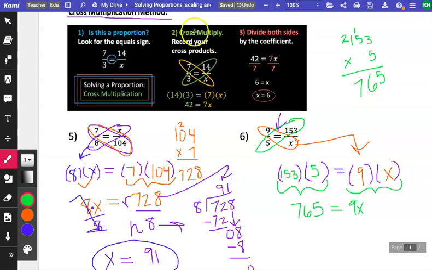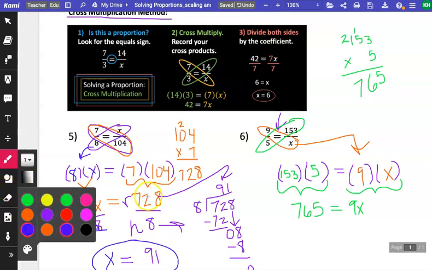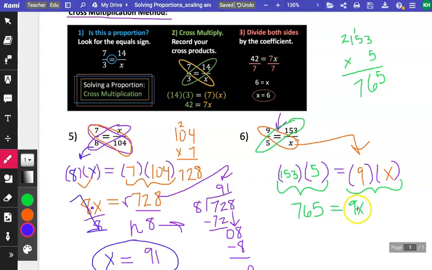So we've completed step 2, which is the cross multiplication step. We're ready for step 3, which is divide both sides by the coefficient. This is just like when we're talking about one-step equations. 9 and x are separated by multiplication. The inverse is division. And the number we're trying to get rid of is the 9, so that's why we divide by that coefficient 9.